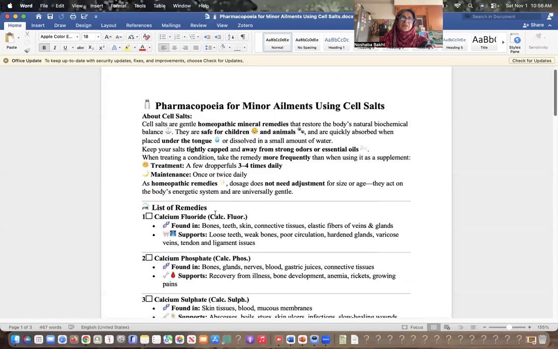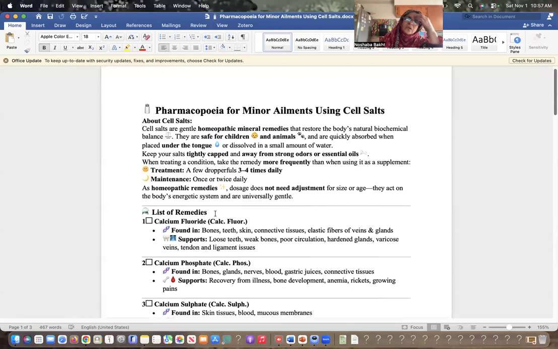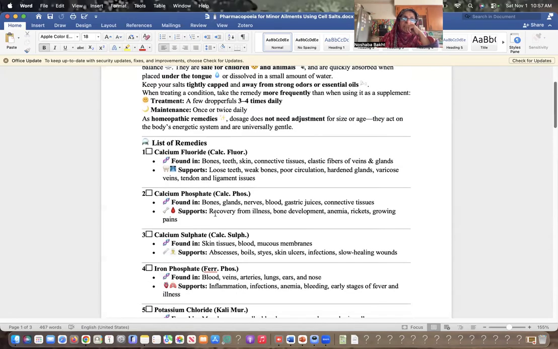They are given in the form of tablets sometimes, but I also have them in liquid forms. There are 12 of them. Let's look at the first one, the calcium fluoride, or Calcarea fluor.